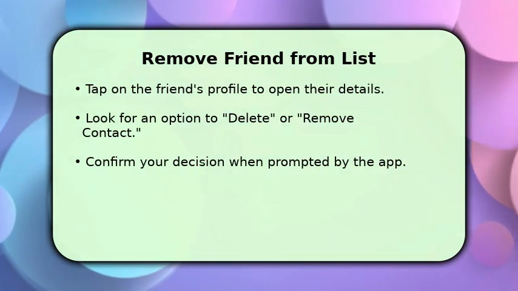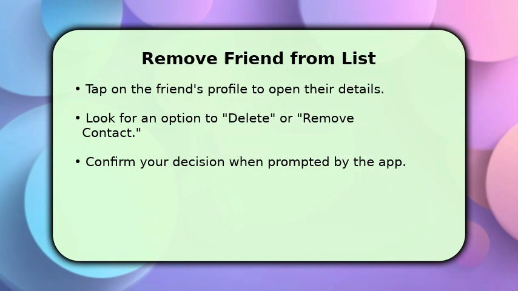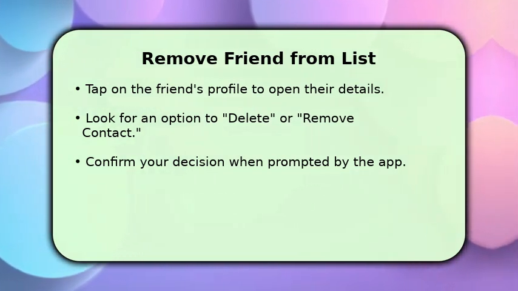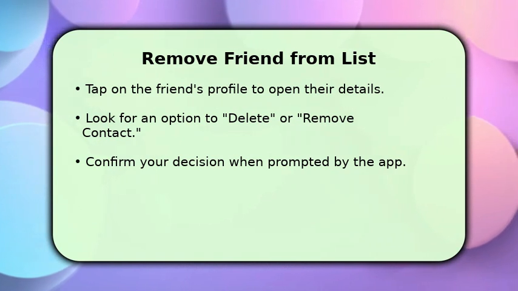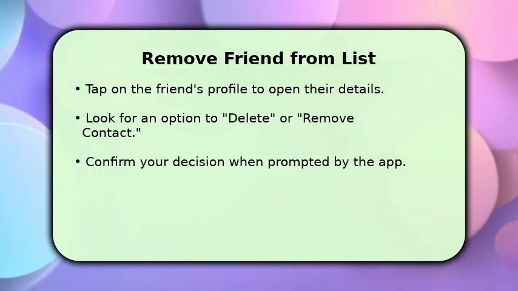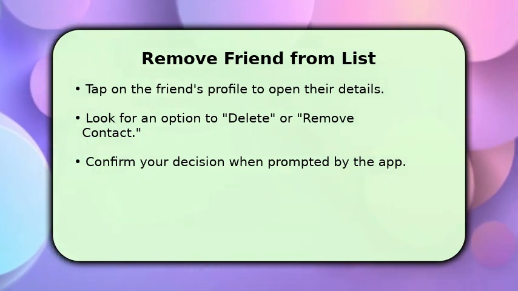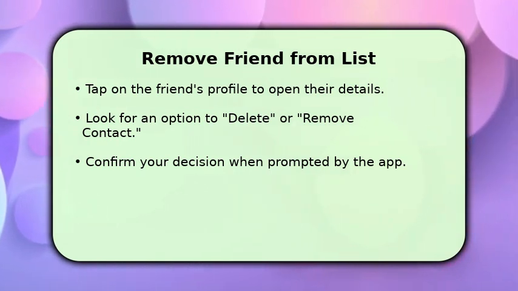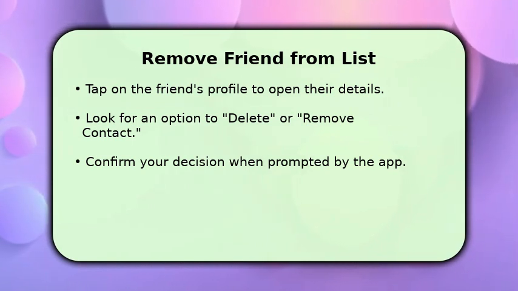After finding the friend, tap on their name to open their profile or contact details. Within this screen, you'll need to look for an option that says Delete or Remove Contact. This option is typically found near the top right or bottom of the screen, sometimes under a three-dot menu. Once you find it, tap it, and the app will ask you to confirm your decision. Confirming will finalize the removal.